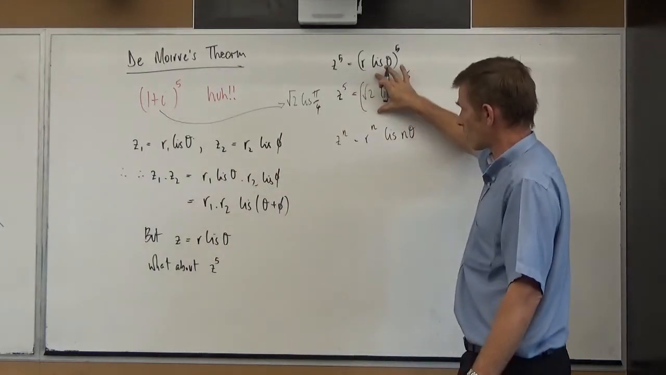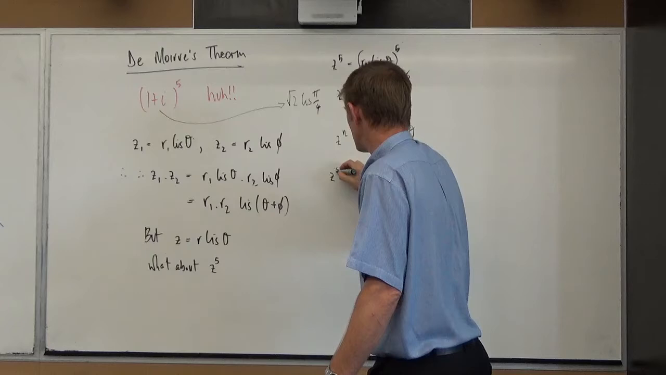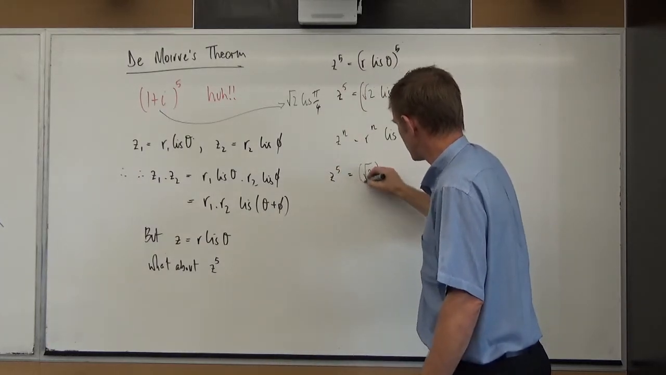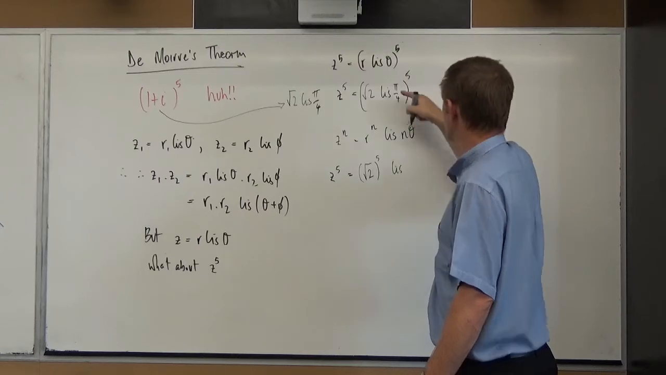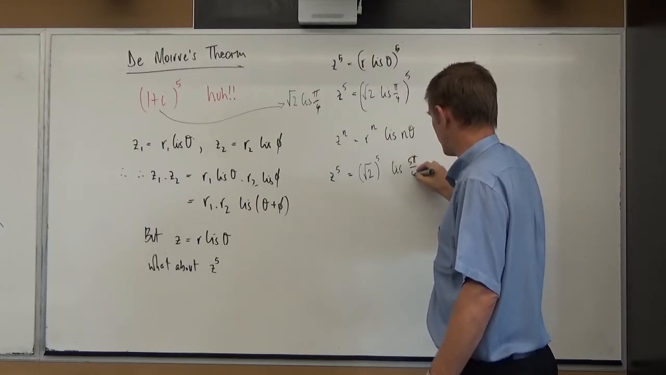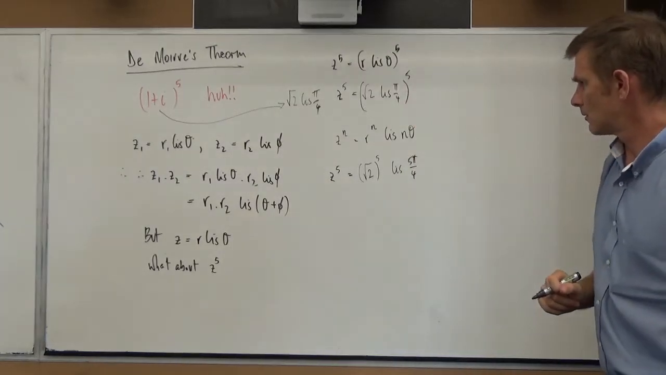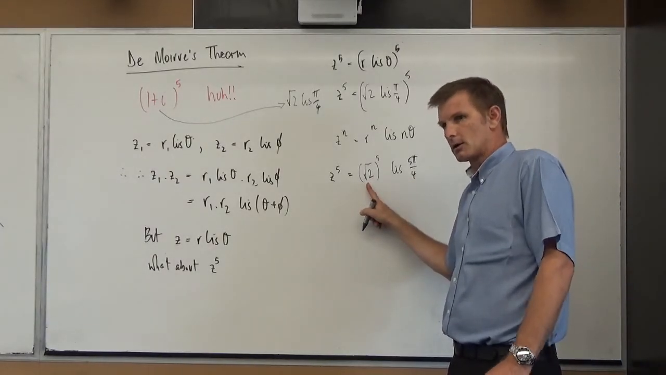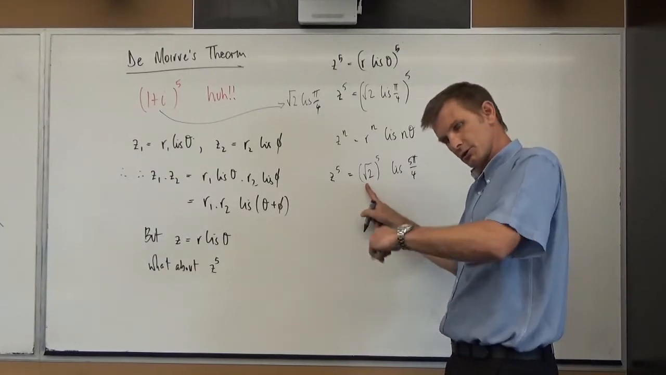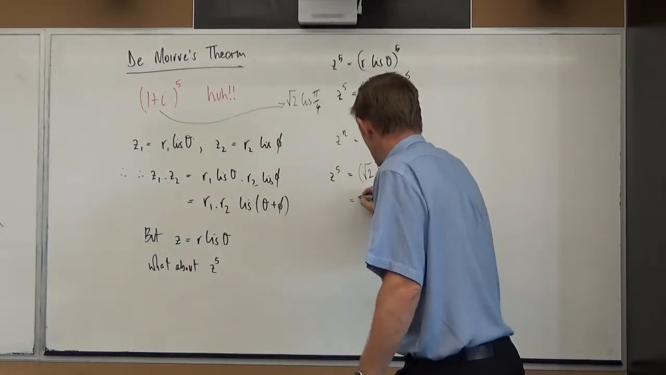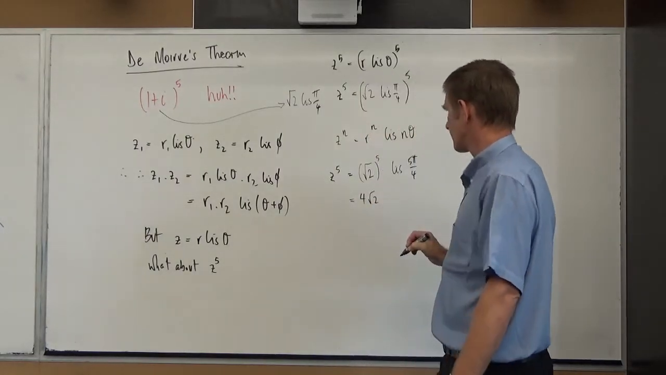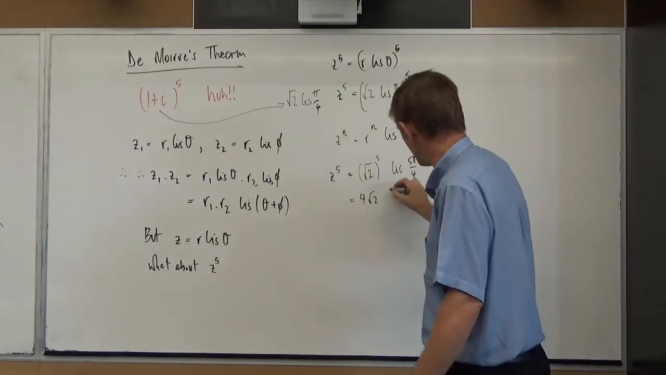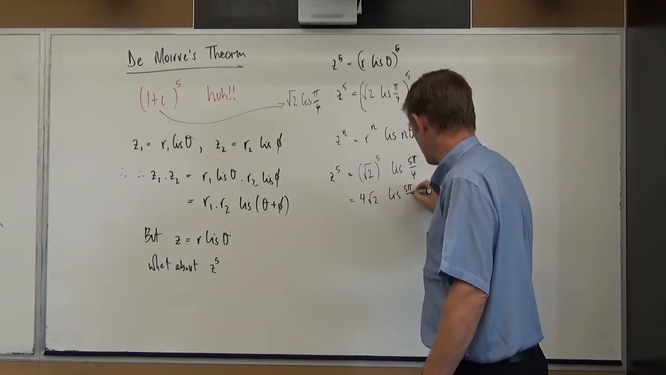So let's put it into this question. Z to the 5 would be equal to this one raised to the power of 5, cis 5 pi on 4. Let's expand out. This is going to be 4 root 2, because the first 2 square roots will make 2, the second 2 square roots will make 2, making 4 root 2. And I can leave it like that. That's okay. Cis 5 pi on 4.